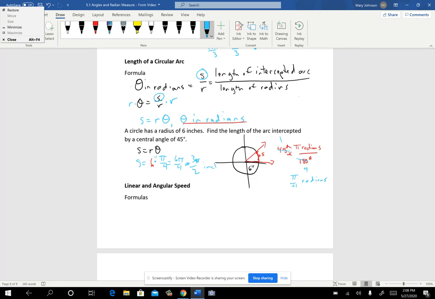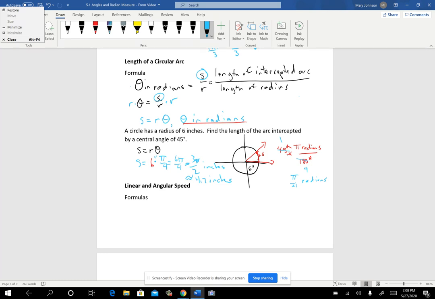And then get used to being able to get the decimal form of that, because sometimes we want the decimal. So if we wanted that to the nearest tenth of an inch, we would type 3 times pi divided by 2, and we would get around 4.7 inches.